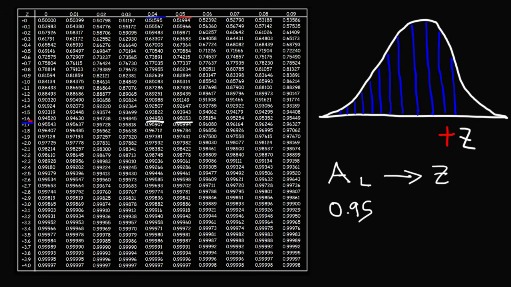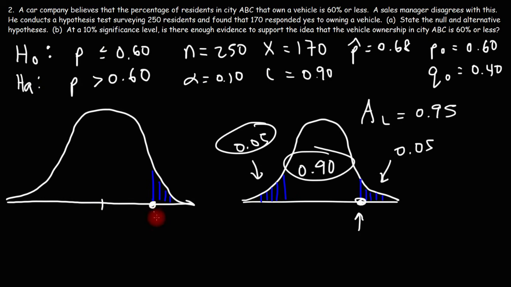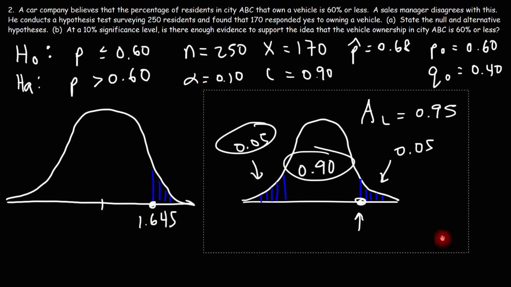So what we're going to do is average those two numbers. We're going to add up 1.64 plus 1.65, and divide it by 2. So that's going to give us a z-value of 1.645, which corresponds to an area to the left under the curve of 0.95. So let's write our critical z-value here, 1.645. We don't need this picture anymore. Let's get rid of that.